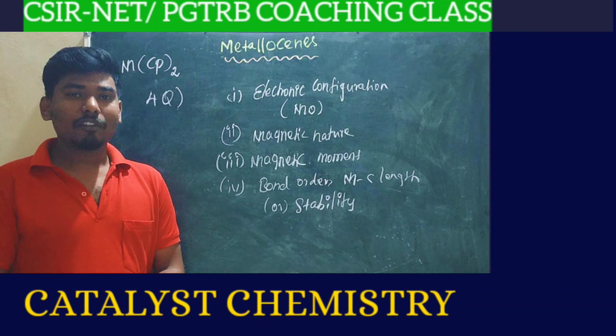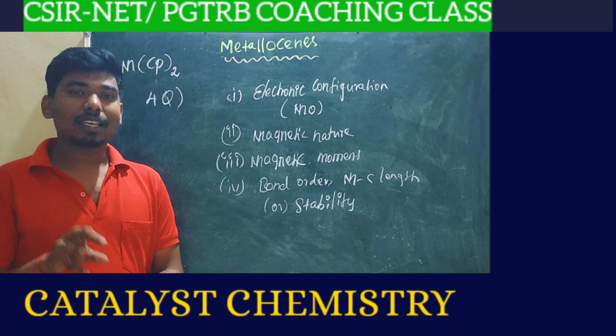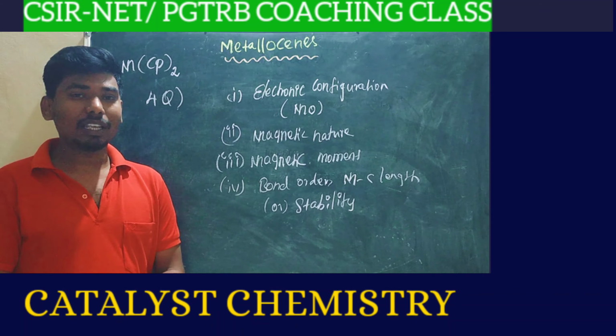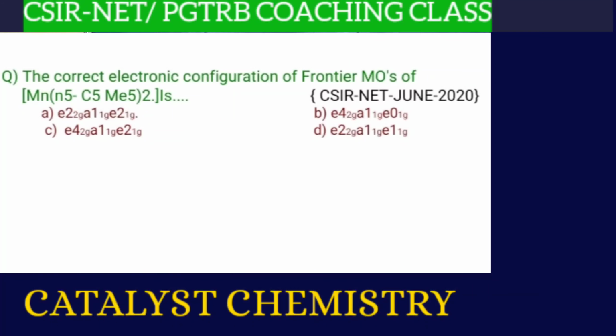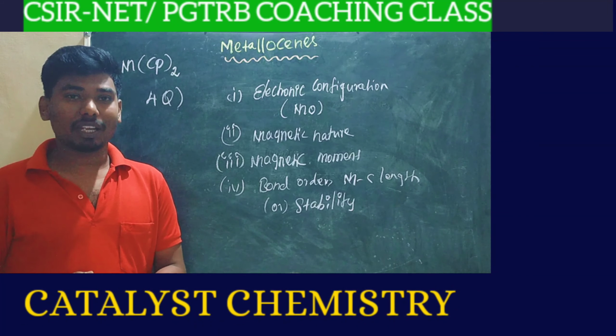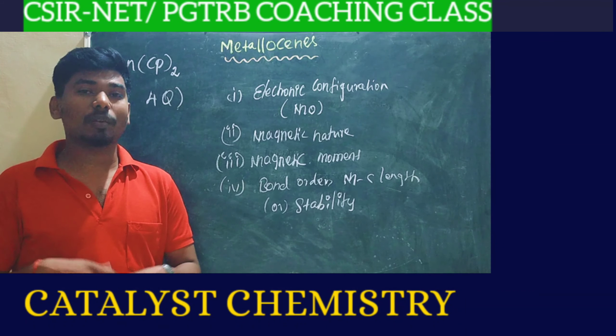Okay, so the given question is from CSIR-NET June 2020. The question is: the correct electronic configuration of frontier molecular orbital of manganese compound is. In this question they ask for the correct electronic configuration. So let us see how to solve this question.